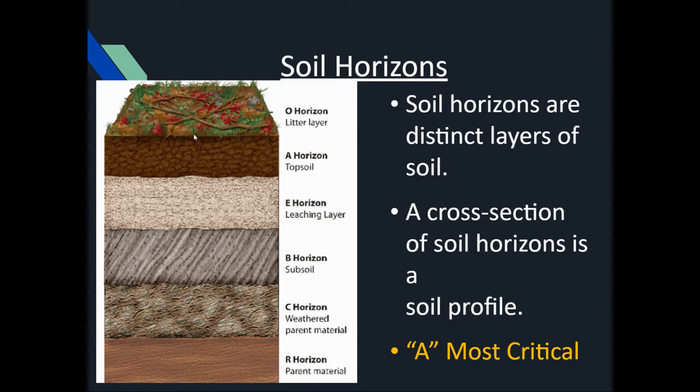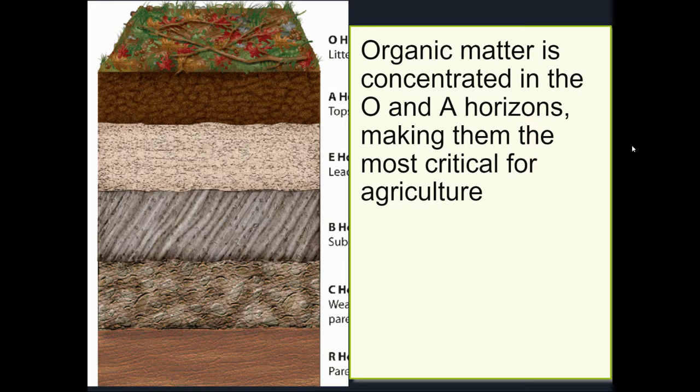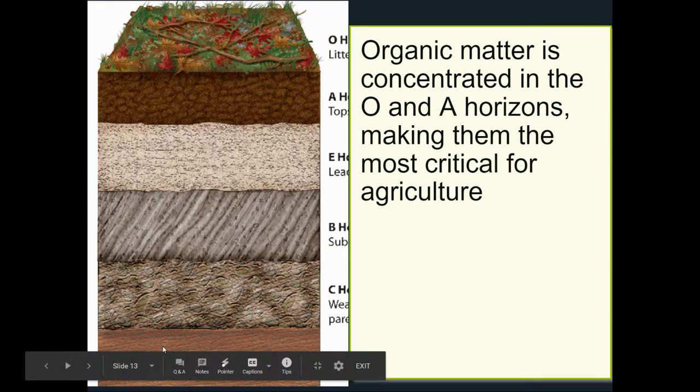This is where all that organic nutrients are going to be found, and this is important for growing anything, and how successful you will be or plants will be in growing. If there's not a lot of topsoil, or if it's poor topsoil, then you will not be able to grow things very well. Organic matter is concentrated in O and A horizons, making them the most critical for agriculture, as we just said in the last slide. Now I want to go back.